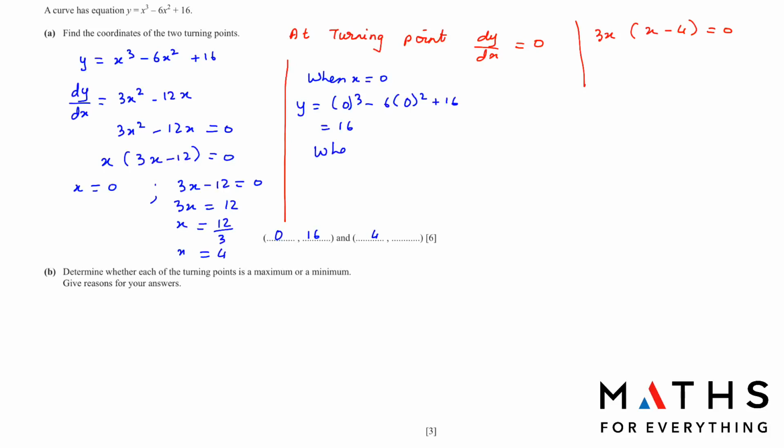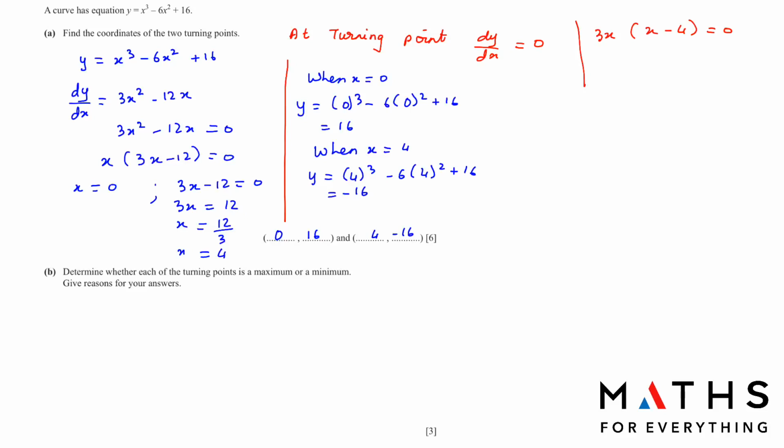And then when x is 4, same way, replace the x with 4. And let's see what we will get. We will get negative 16. So these are our 2 points.